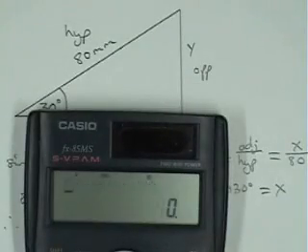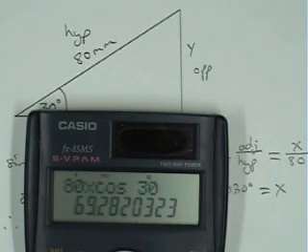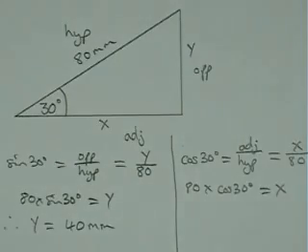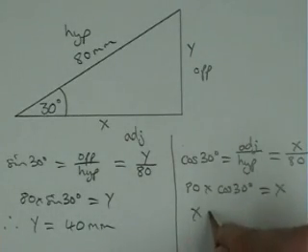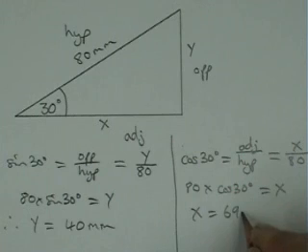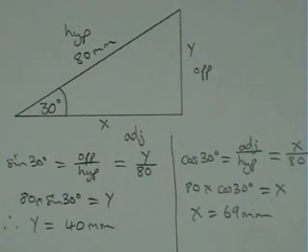So I take my calculator, 80 times cosine of 30 degrees, and it gives an answer of 69.282 and all that stuff, because I'm not going to bother with all those figures. I'm going to round that off and call it 69 millimetres. And that's how we do it.